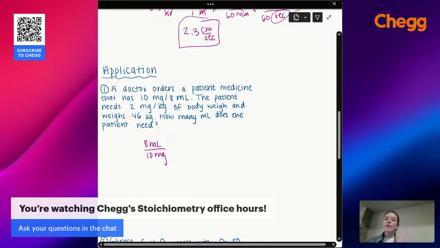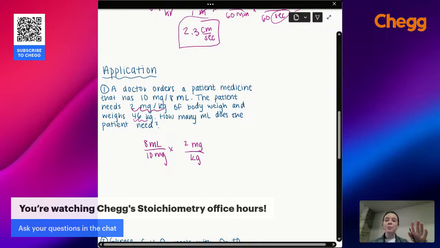So if I have 8 milliliters in this 10 milligrams and I need 2 milligrams per kilogram of body weight, what I would do is I'm going to cancel out that milligrams first. I'm going to put milligrams on top, and I have a conversion factor right here for 2 milligrams per kilogram. And I know I can cancel out that kilogram by multiplying it by my patient's weight, because that tells me how many milligrams of medication I need. If I multiply that 2 milligrams per kilogram by my patient's weight in kilograms, I'm going to get how many milligrams I need. And then I can use that milligrams per milliliters to figure out how many milliliters.